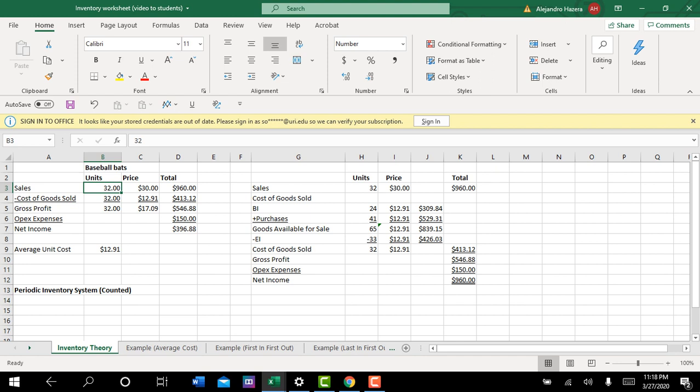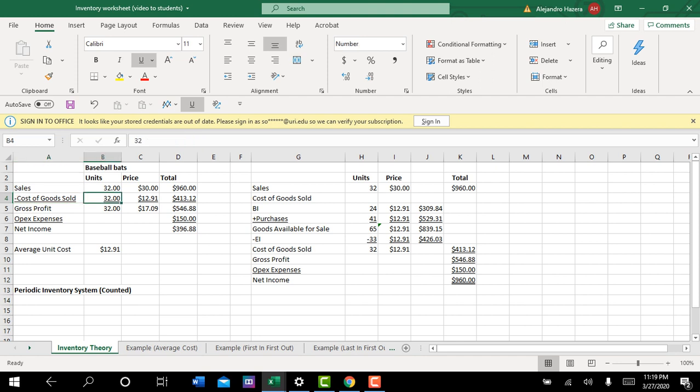And let's say that they were able to get $30 per bat on the market. So that means that their total sales are $960. Okay, now the theory of cost of goods sold is that when you look at a company's cost of goods sold, what you should be looking at, theoretically, is those exact same physical baseball bats multiplied by the cost of each bat. So let's just go through this.